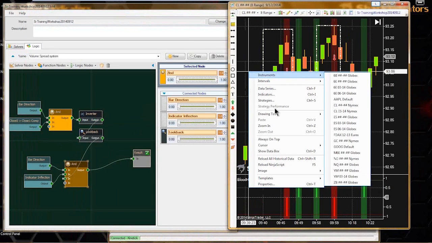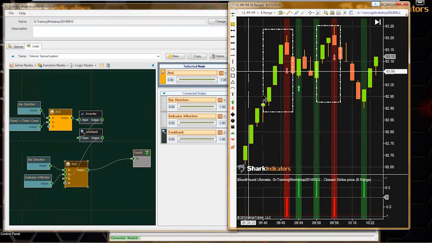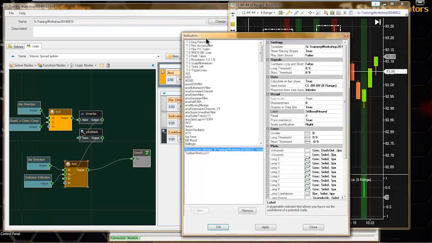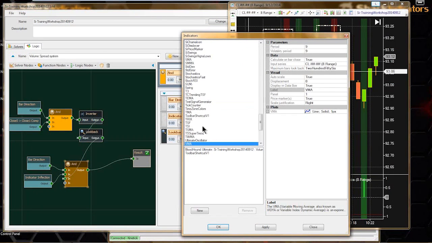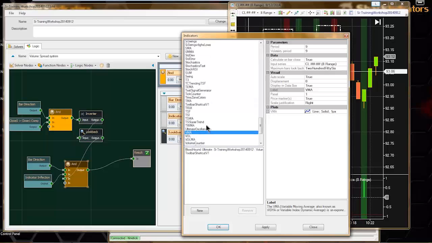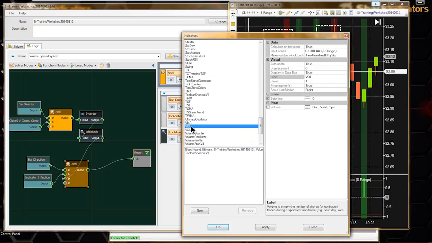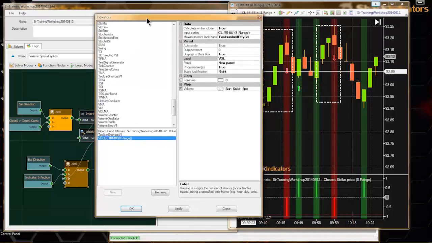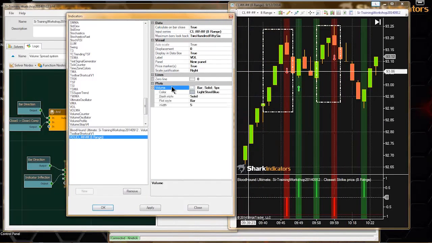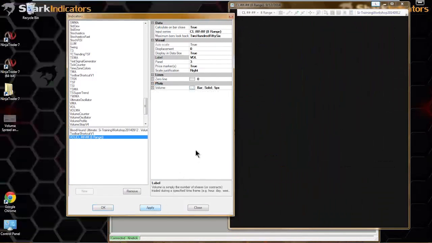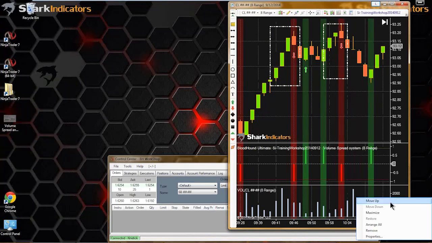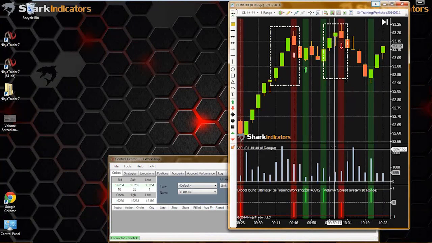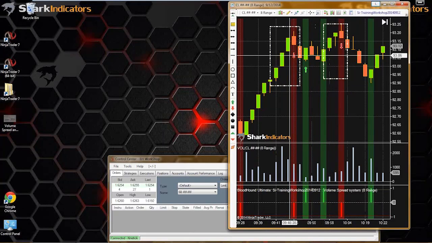Alright, so let's add the volume to our chart. I had my other chart set up already, but I'll set this one up in front of you guys so you can see how I'm doing this. Alright, I'll apply that. Okay, so here's our volume.